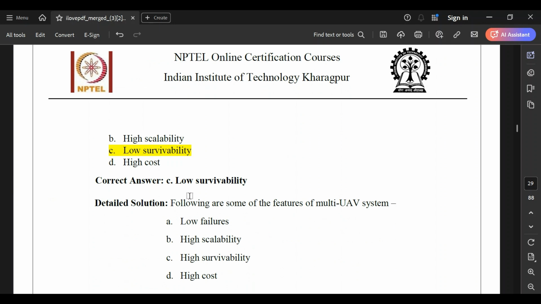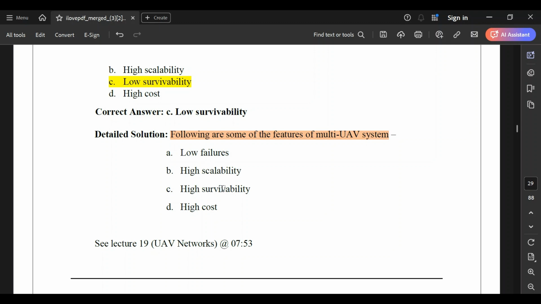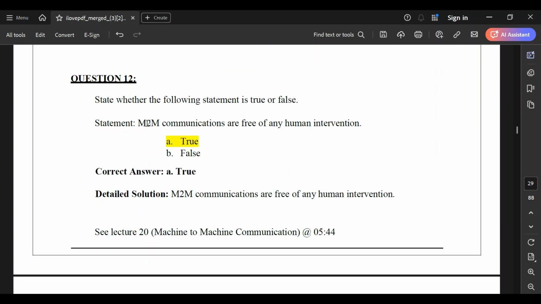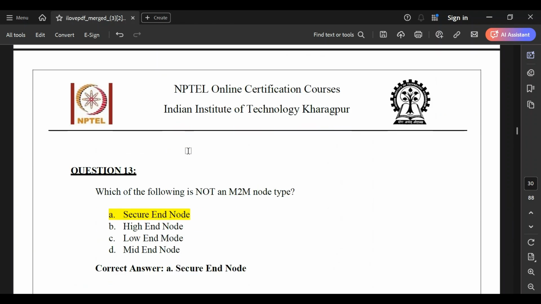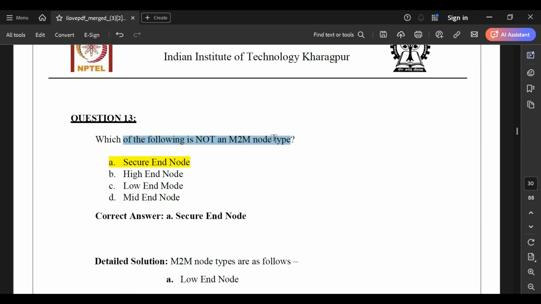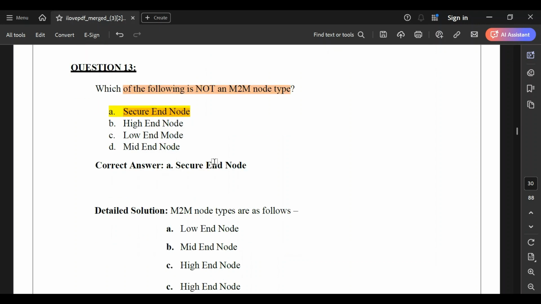So the following are some of the features in multi UAV: low failure, high scalability, high survivability, and high cost is also there. This is negative, but this is there. So remember this. M2M communications are free of any human intervention. This is true. And which of the following is not an M2M node type? So secure node is not there.